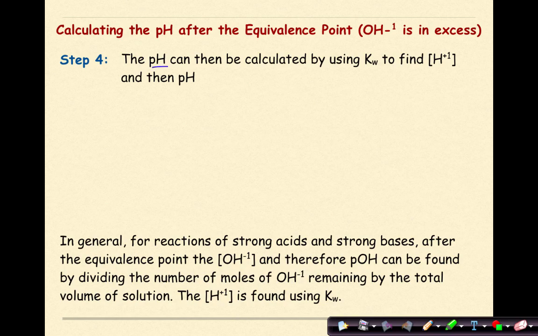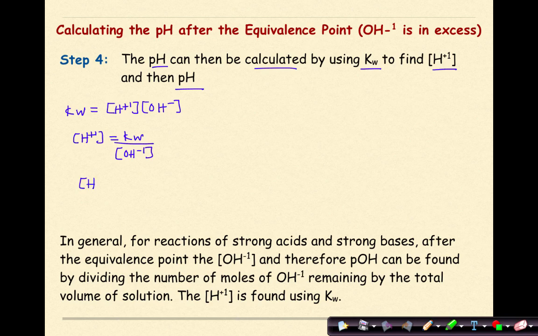Step 4. The pH can then be calculated by using Kw to find hydrogen ion concentration and then pH. So we know that Kw is equal to hydrogen ion concentration times hydroxide ion concentration. So to find hydrogen ion concentration, we're going to take Kw and divide it by our molarity of our hydroxide ions. Kw we know is 1 times 10 to the negative 14. Our hydroxide ion concentration that we calculated back in step 3 is 0.0091. And if we work that out, we get a hydrogen ion concentration of 1.1 times 10 to the negative 12.